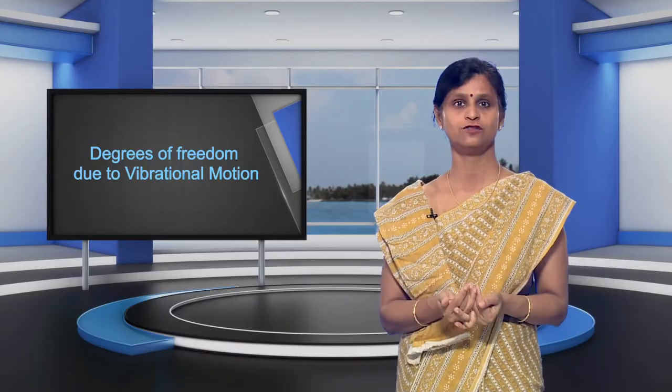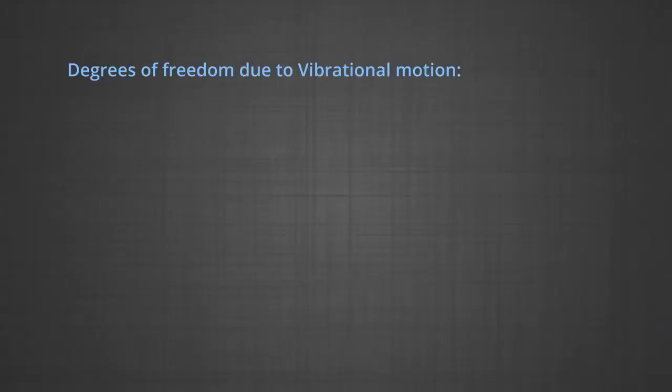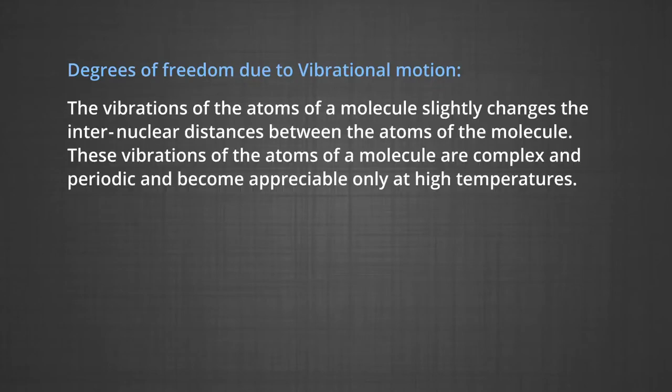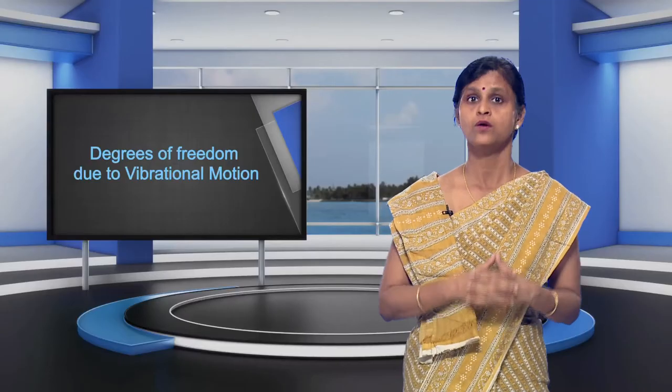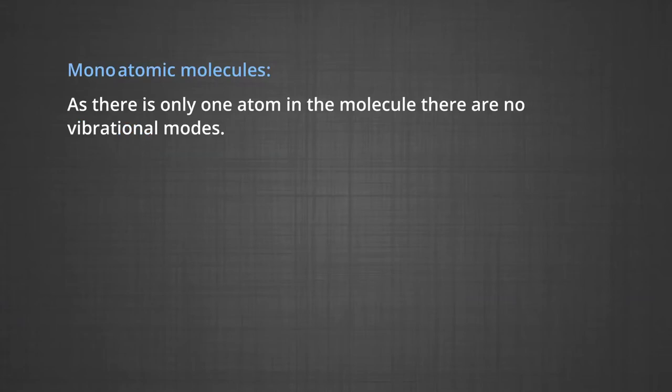Now, let us talk about the degrees of freedom due to the vibrational motion. The vibration of the atoms in a molecule slightly changes the internuclear distances between the atoms of the molecule. These vibrations of the atoms of a molecule are complex and periodic and become appreciable only at high temperatures. For monoatomic molecules, there is only one atom in the molecule, hence we do not have any vibrational modes.